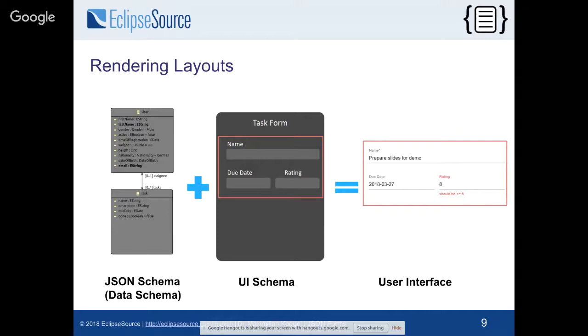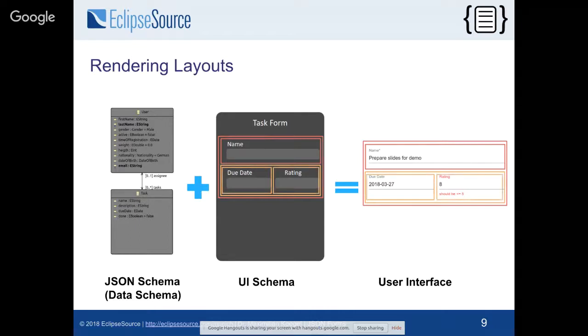I will only introduce basic concepts of the layouts, and the way that is expressed with two basic concepts in JSON Forms with the UI schema is to say, well, first of all, I have one column that's called a vertical layout, and it has 2 rows, one row for the name and one row for due date and rating. And due date and rating in turn are contained in a horizontal layout, which has 2 columns, one for the due date and one for the rating.